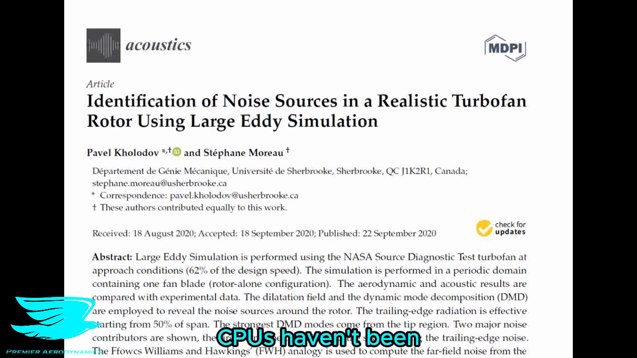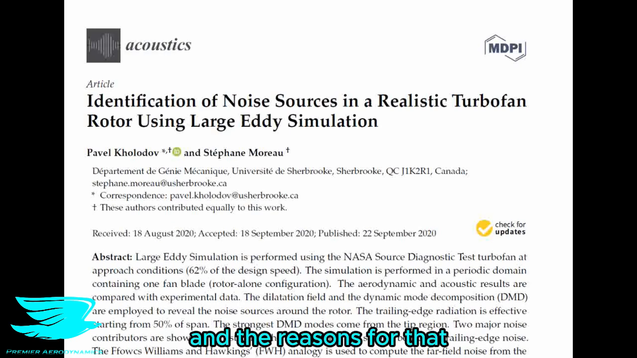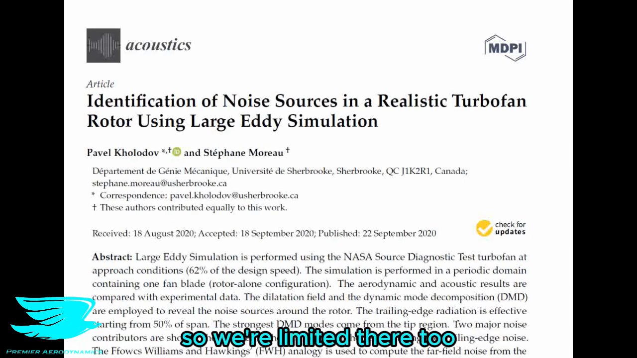Well, CPUs haven't been getting that much faster, at least not the ones that you can buy readily to make your 4,000 core supercluster, or without insane levels of cooling. And there are reasons for that based on the architecture and how thin we can get the wires, etc. That's just another topic, but generally speaking, CPUs haven't been getting that much faster at all lately. So we're limited in terms of how fast the CPUs can be. So the only way forward is to use more cores, but as we've just seen, more cores leads to more inefficiency, and there's a point where more cores won't actually reduce the solving time. So we're limited there too.